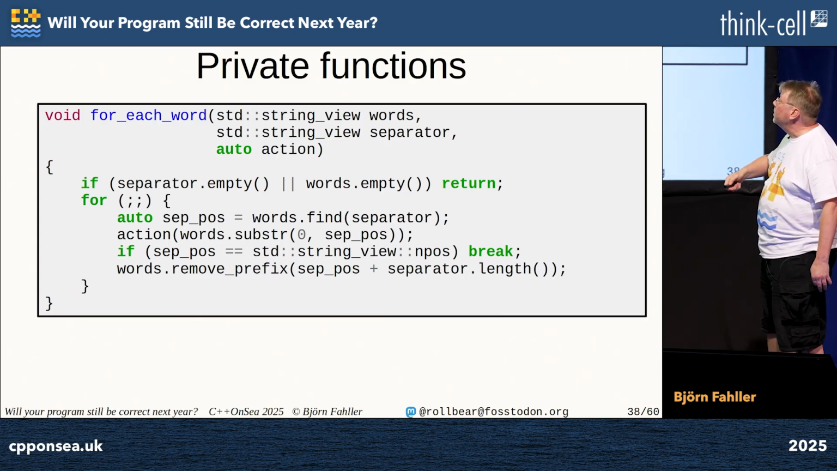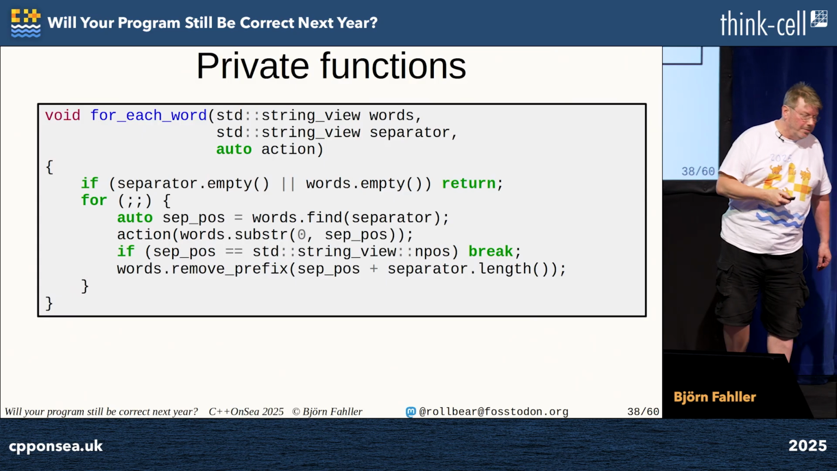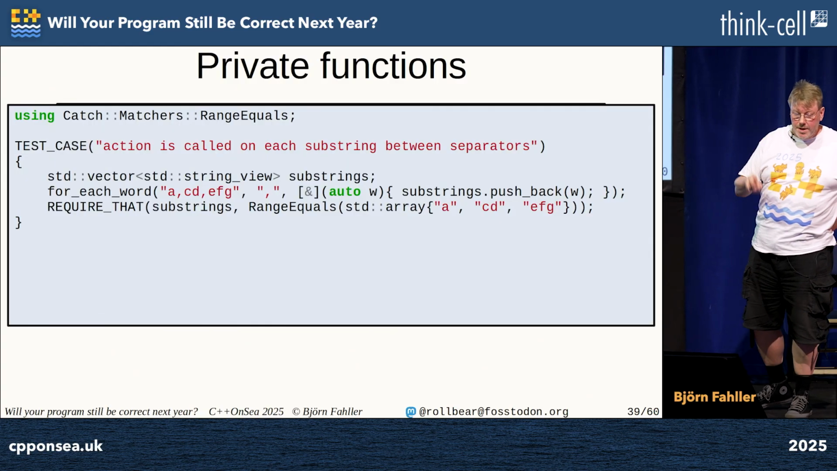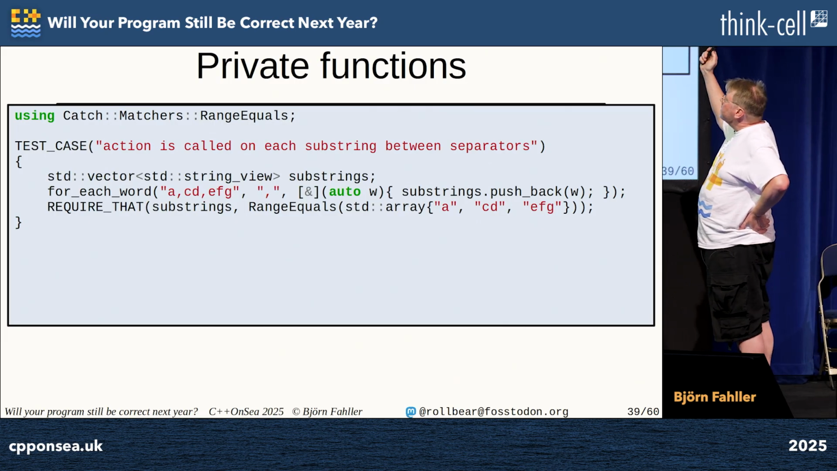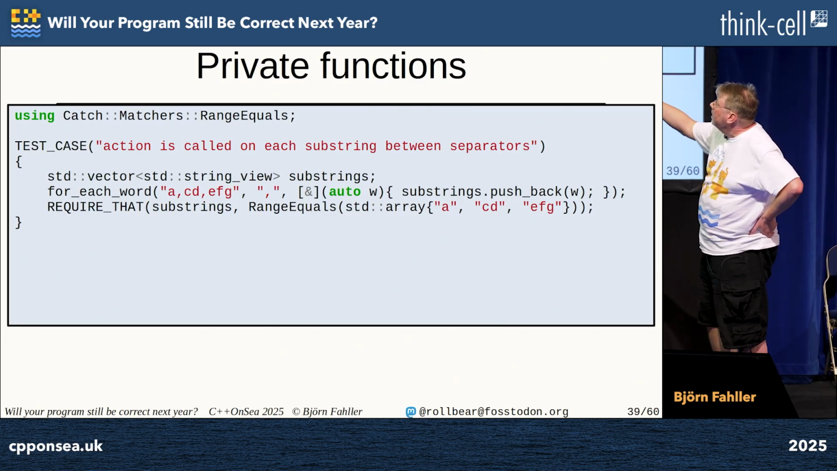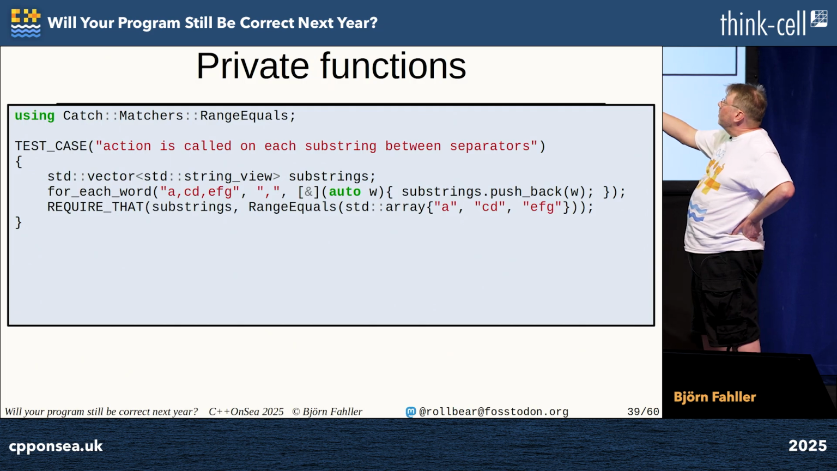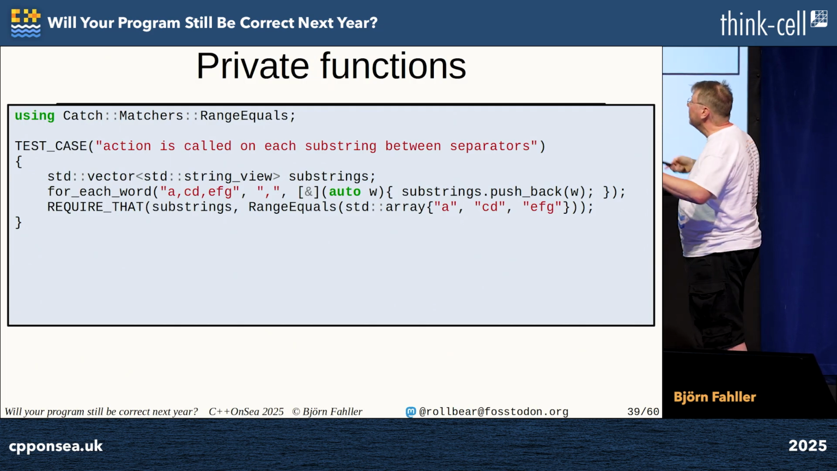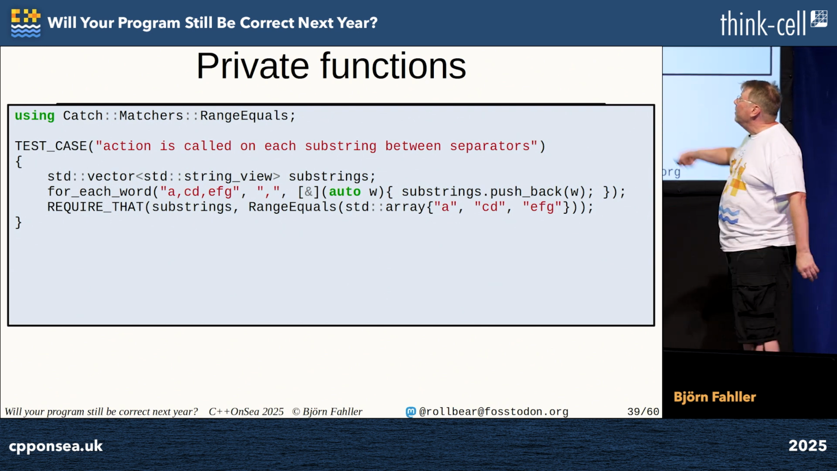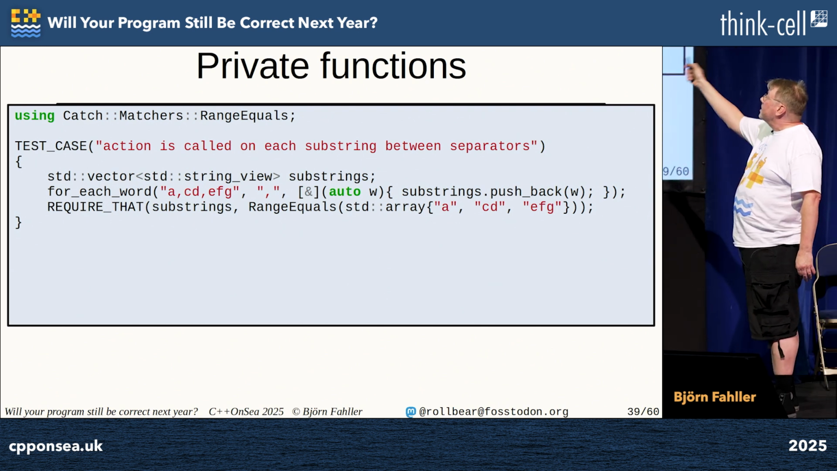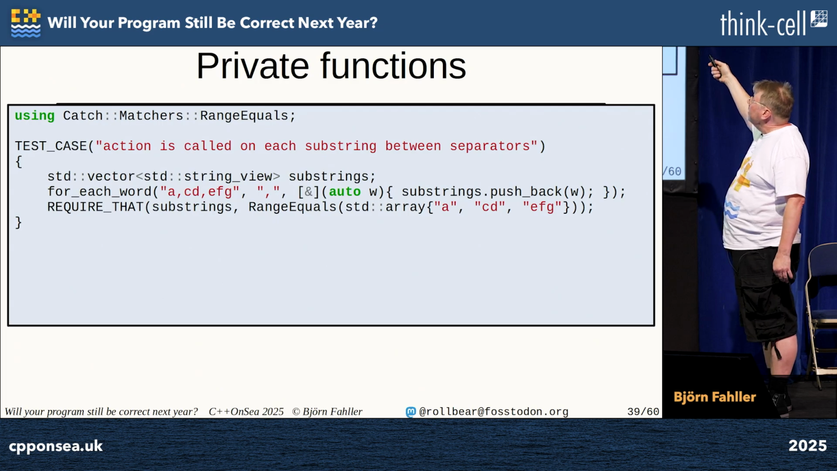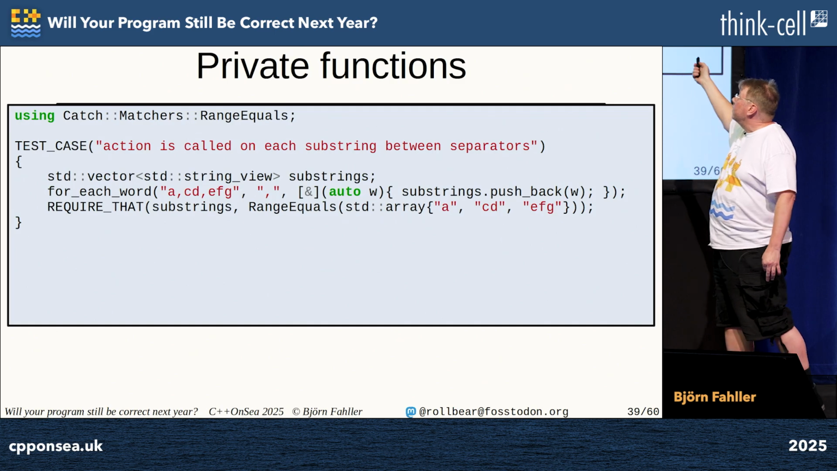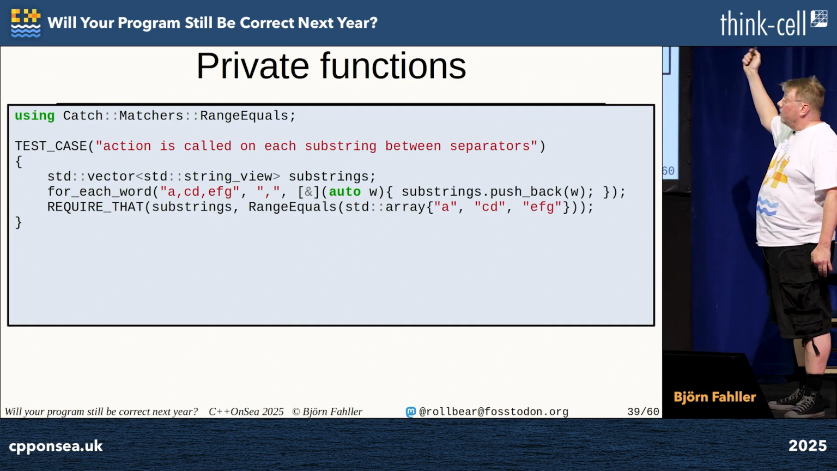But yeah, for each word, I think it is reasonably possible to understand what we mean. And we have this logic, and I can write some tests. Action is called on each substring between separators. We have a vector of substrings. We call for each word on A, CD, no B, because something, EFG and comma as a separator, and the action is to just push back the substring. And then we require that the substrings range equals this array A, CD, EFG.